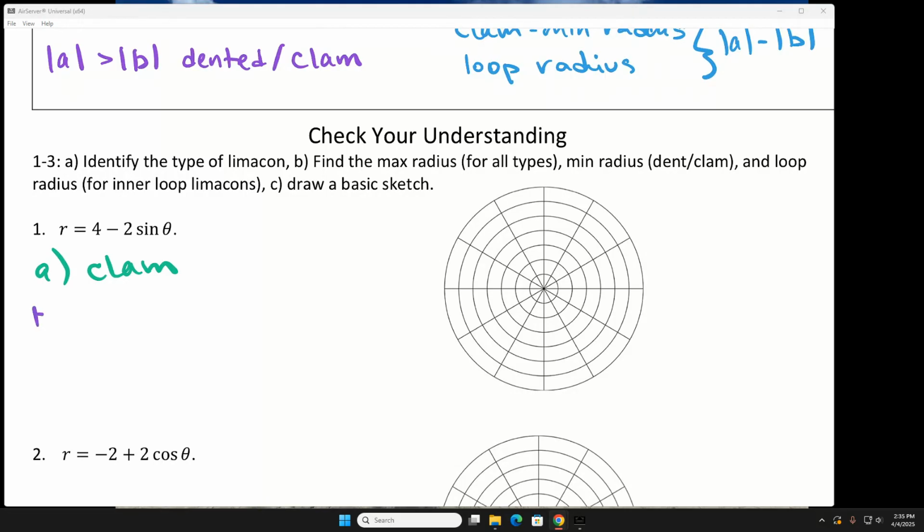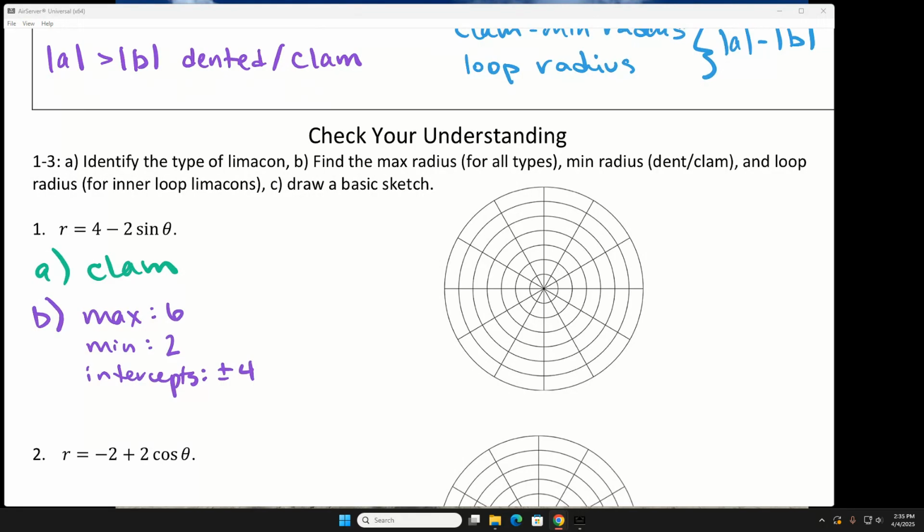All right, so all of these have a max radius that's found by ignoring signs and adding these two numbers together. Oh, I added wrong, sorry. All right, a clam has a minimum radius by taking those numbers, ignoring the signs, and subtracting them. Okay, and then we're also going to have some intercepts at a, positive and negative a.